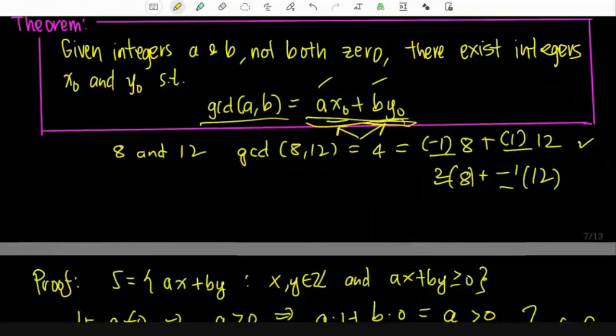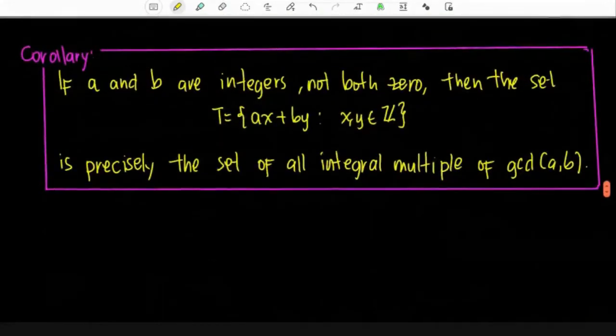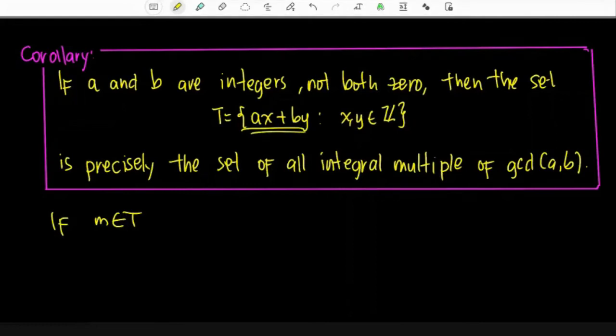And we can write that as a corollary. If A and B are integers, not both zero, then this set T containing all linear combinations AX plus BY is precisely the set of all multiples of the GCD. Lahat yan multiples ng GCD. That's easy to show. For example, if M is in T, isa siyang AX plus BY, isa siyang linear combination. Tama? So, ibig sabihin, pwede mong isulat si M as AX plus BY.